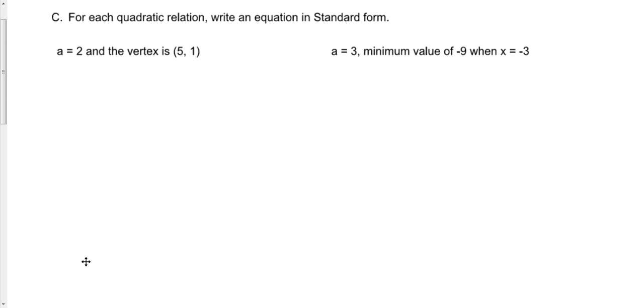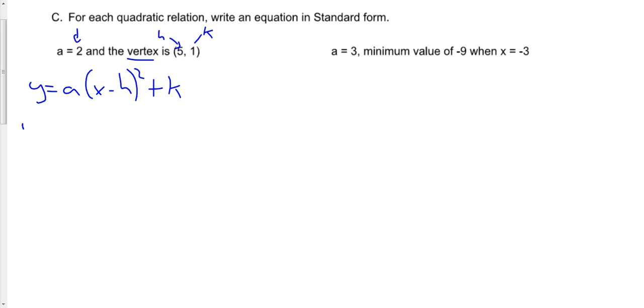The important thing to know is that because we know what the vertex is, we can write this equation in vertex form. Bear in mind that vertex form is y is equal to a times (x minus h) all squared plus k. Since we know the a value is 2, 5 represents the h value, and 1 is the k value, we can substitute those values into the original form of the quadratic equation.